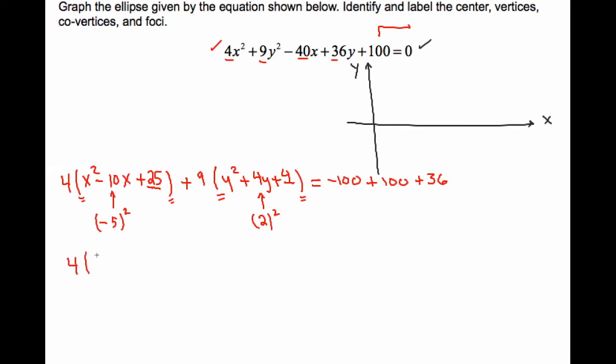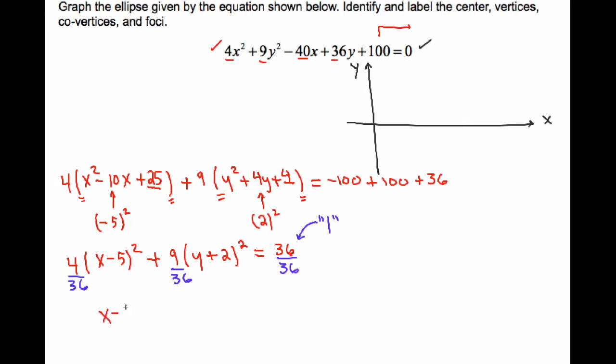Well, I would have 4 times x minus 5 squared, because this is a perfect square binomial, plus 9 times y plus 2 squared. And on the right side, negative 100 plus 36 is just 36. To complete the process of putting this conic in standard form, I want to take my constant and set it equal to 1. So I'll divide everything through by 36. So my standard form looks like x minus 5 squared over 9 plus y plus 2 squared over 4 is equal to 1.